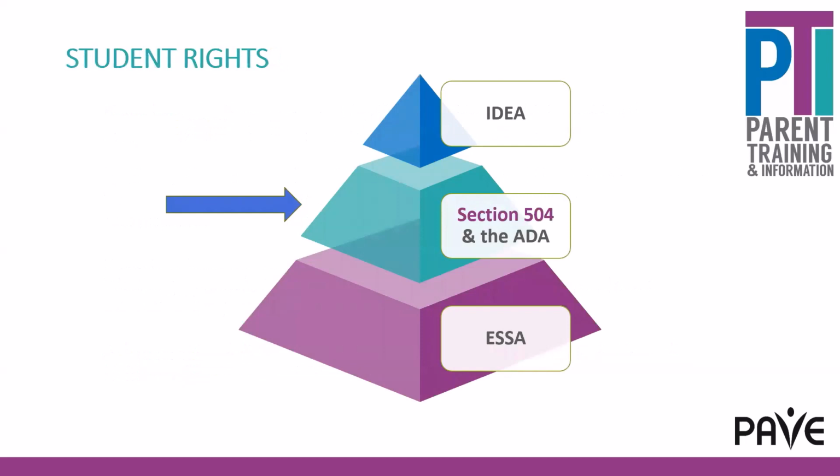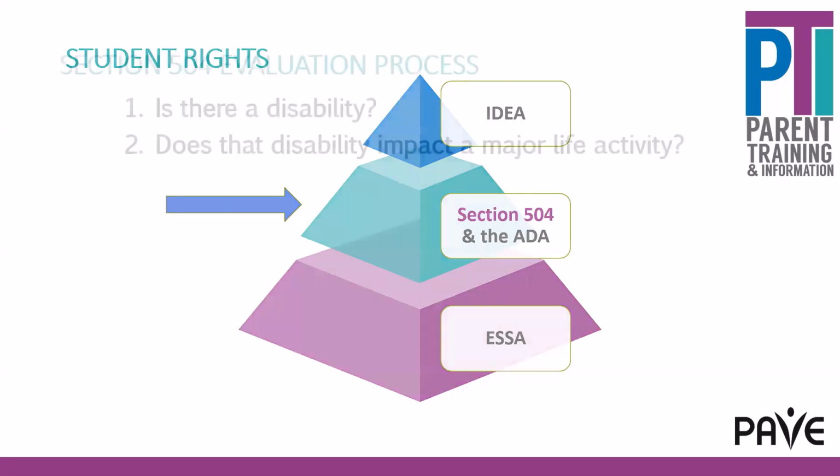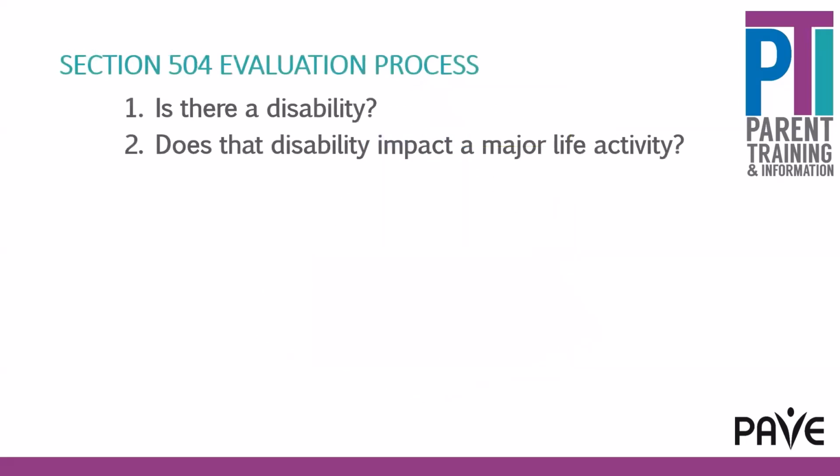Here's our pyramid of student rights all put together again. With the next few slides, we'll take a closer look at how civil rights are protected by Section 504 of the Rehabilitation Act. A person of any age is eligible for protections under Section 504 if they have a disability significantly impacting how they function in their life. The two questions that are asked through evaluation are listed on this slide. Is there a disability? And is it causing significant impact to a major life activity?